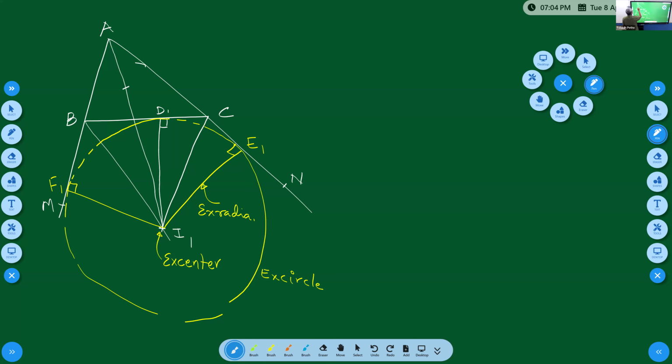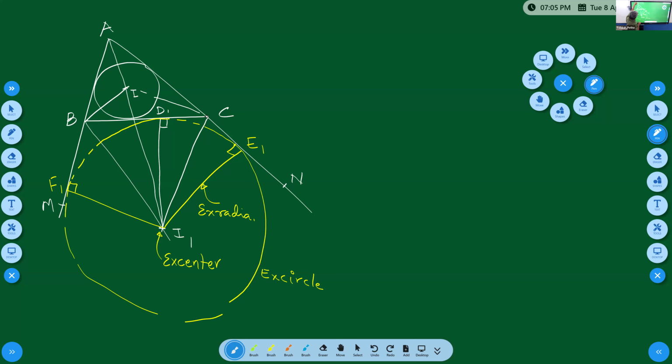This is I, where internal angle bisectors are concurrent and there is an incircle. So all these four circles are going to be interconnected. That is what we will do today. They are connected to each other, related.